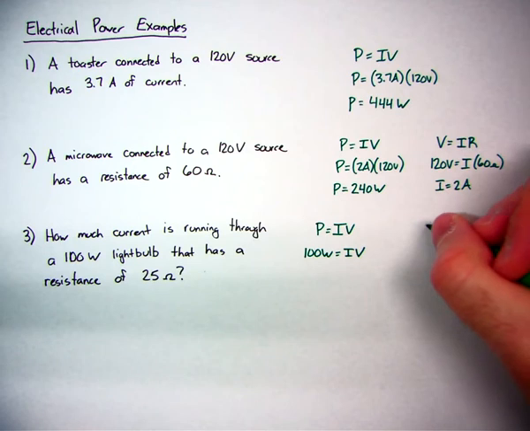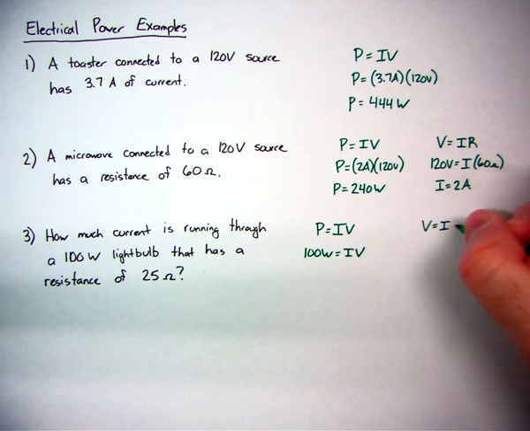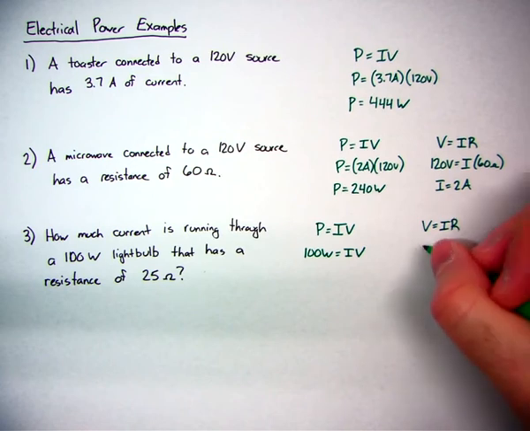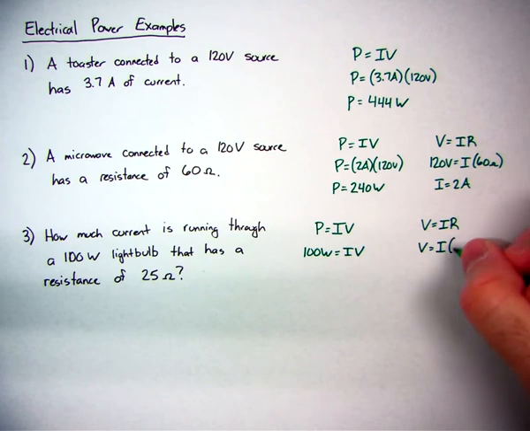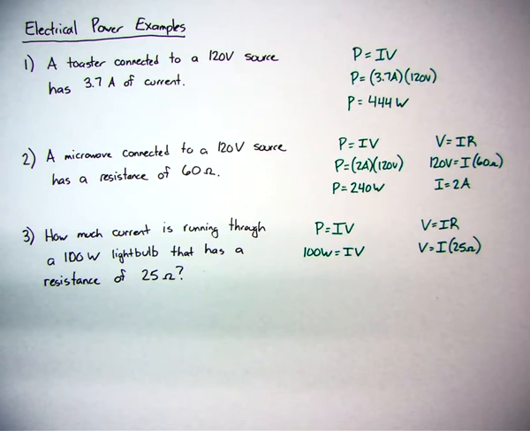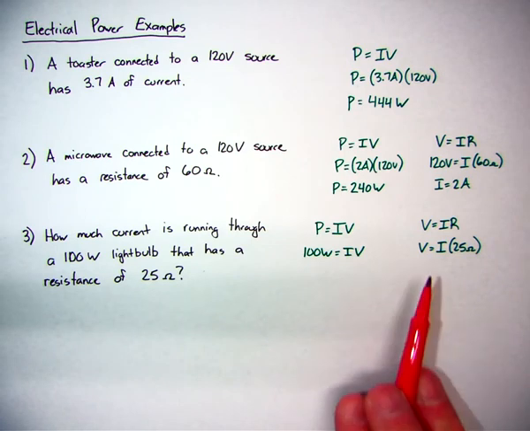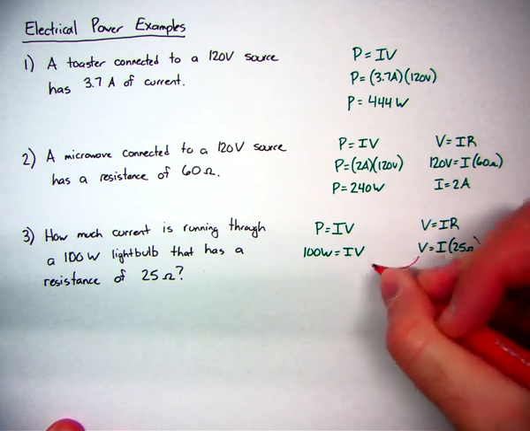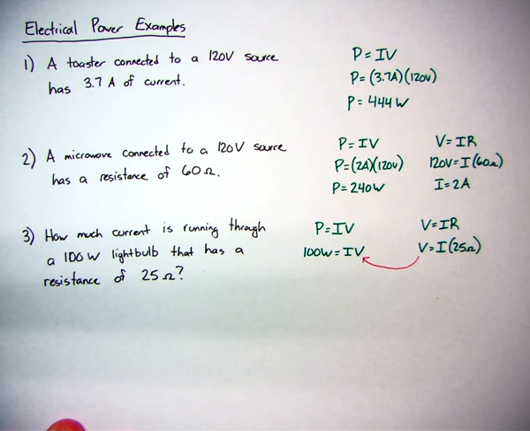But if I use Ohm's law, V equals I times R, I don't know the voltage and I don't know the current, but I do know the resistance is 25 ohms. So what I have here is basically a system of equations. For some of these problems, you really have to look at the entire system in order to solve for what you're trying to find. Since I know V equals I times 25, I can just plug that in for the V in my power equation.